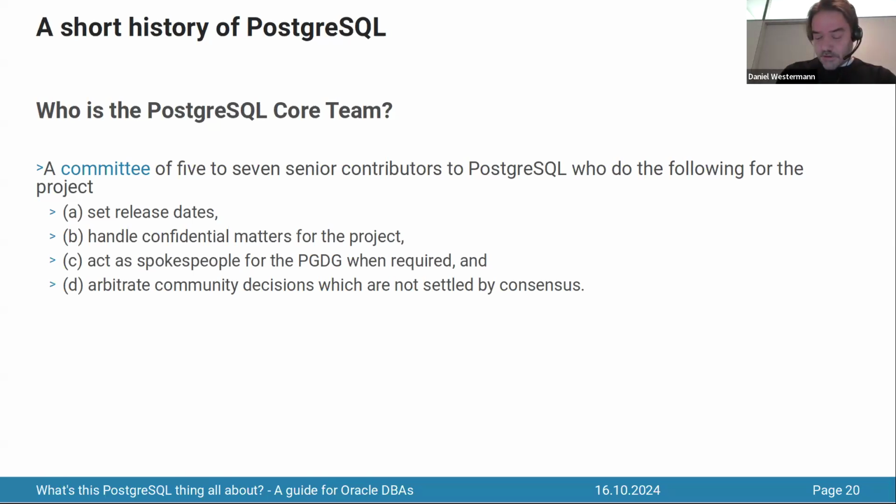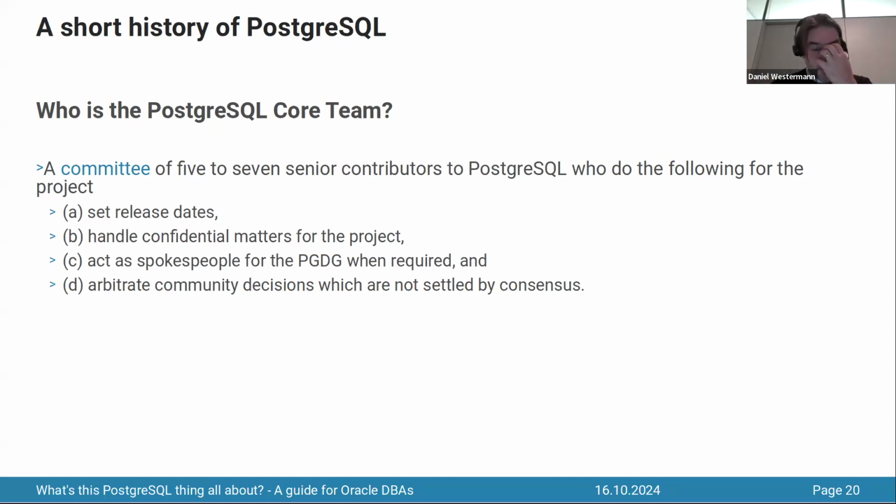I was at an Oracle conference 2 weeks ago, and an Oracle guy told the audience that the Postgres core team is driving the direction of Postgres. And this is not true. So if you read something like that, don't believe it. The Postgres core team is not deciding anything with Postgres. It's just responsible for the 4 points you see on the slides, so setting release dates, handling confidential matters, and things like that. It's not driving the product, and it's not deciding what's coming into Postgres. That's not the task of the core team.